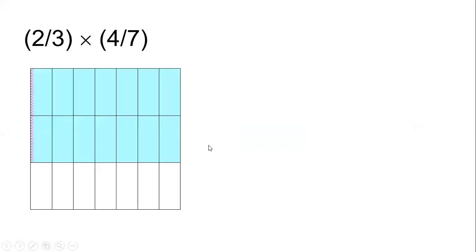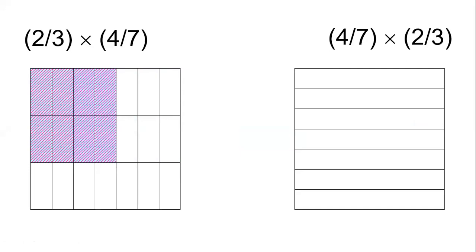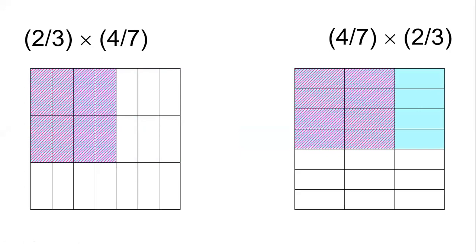Okay, so we had already gone there. Now 4 by 7. So 7 parts and 4 of that. So that's 4 by 7, which is now getting, so we got 2/3 of 4 by 7. Okay. So we can see both the products on either side.